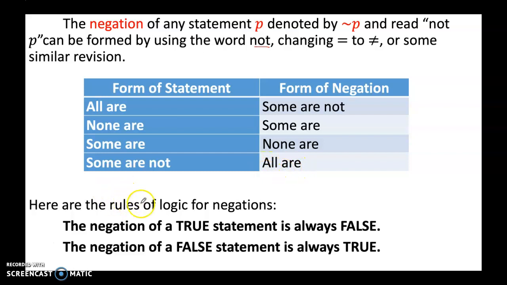So here are the rules of logic for negation. The negation of a true statement is always false. The negation of a false statement is always true.